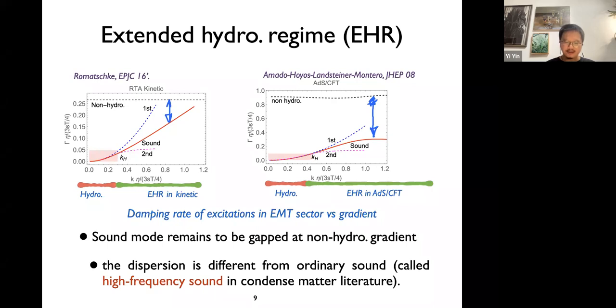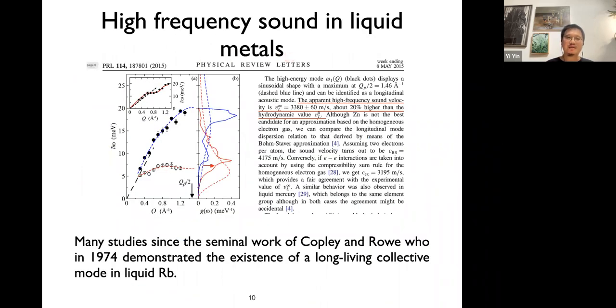In fact, in condensed matter systems, this sound wave is referred to as high-frequency sound. So here are some papers about these high-frequency sound modes as observed in liquid metals. In fact, there's a variety of materials which exhibit sound waves that dominate the response outside the hydrodynamic regime. For example, in these cases, these modes continue to exist even at scales very close to the interatomic scales, meaning this is not the usual sound wave; it's outside the usual hydrodynamic regime.